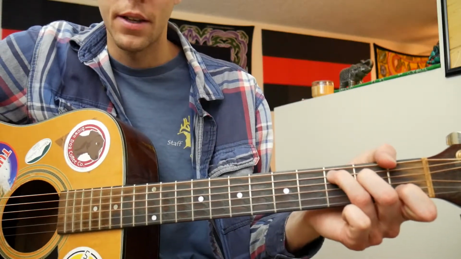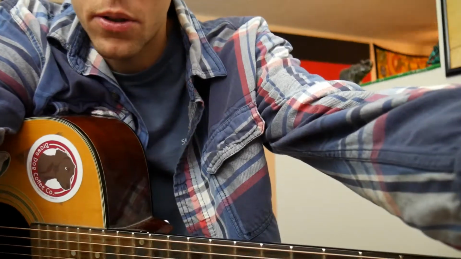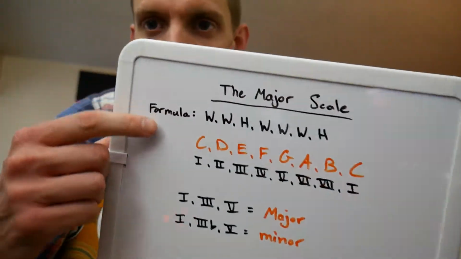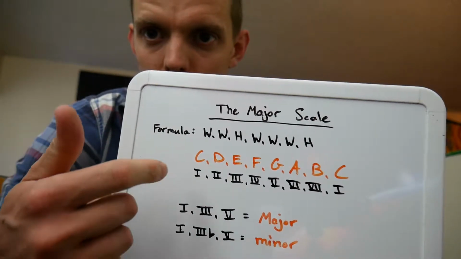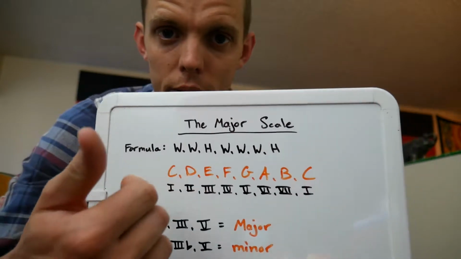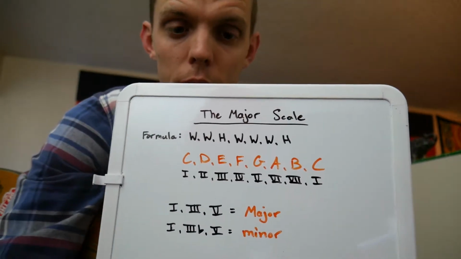Okay? So that is how the major chord is built off the C major scale. So you just take 1, 3, 5. 1, 3, 5, C, E, G. That's a C. That's a C major chord.